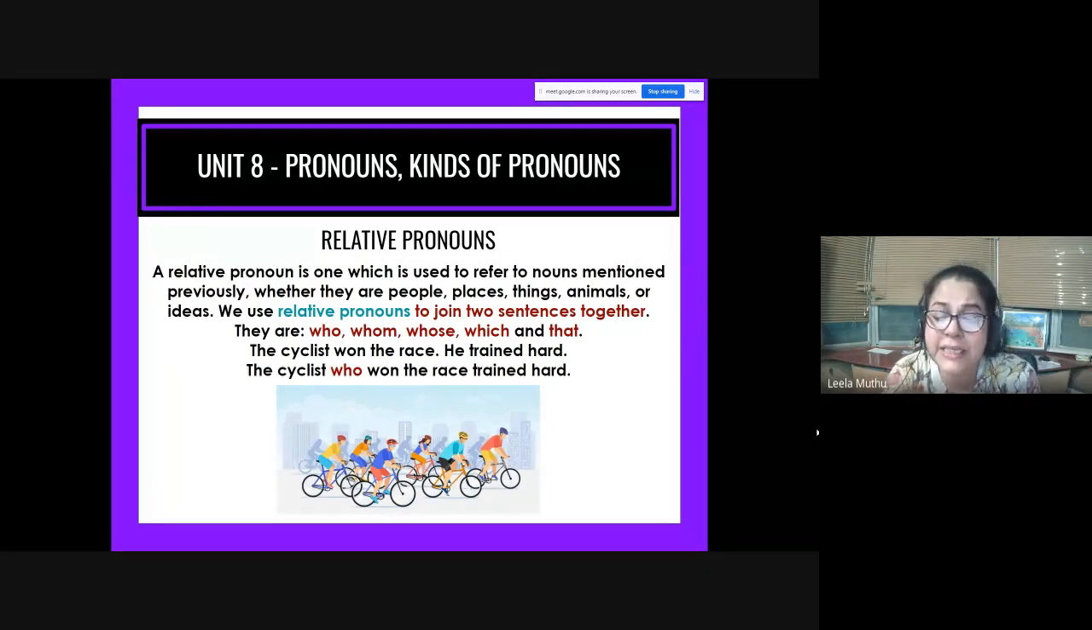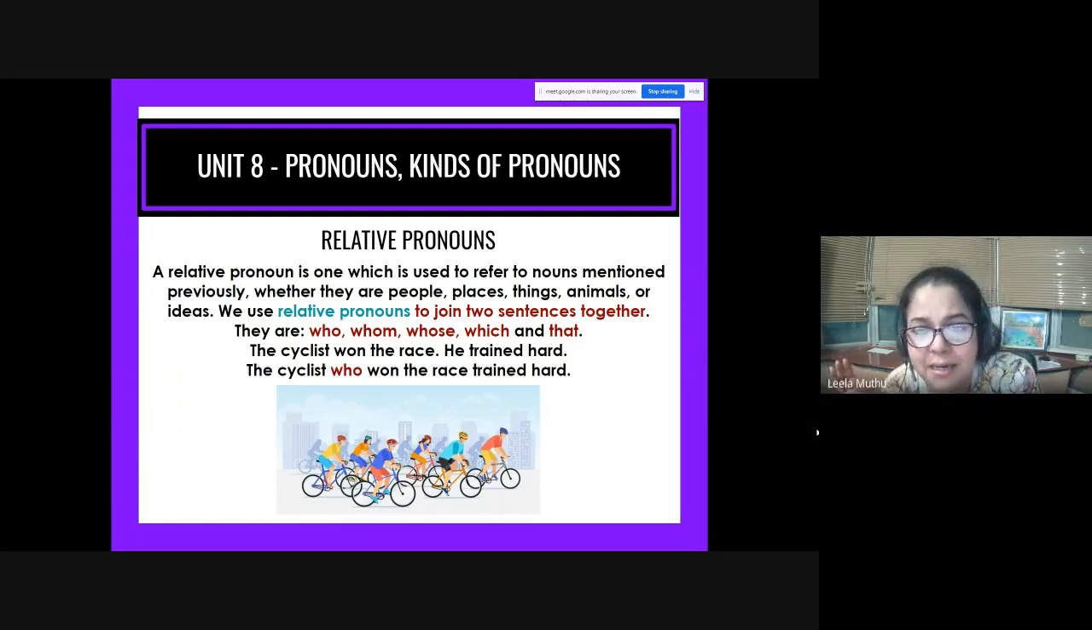So, the cyclist who won the race trained hard. We do not say the cyclist who won the race, he trained hard. No, because when you say "he," it starts a new sentence again. So you just forget about "he." The cyclist who won the race trained hard.